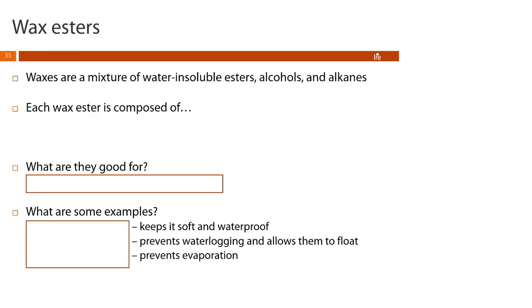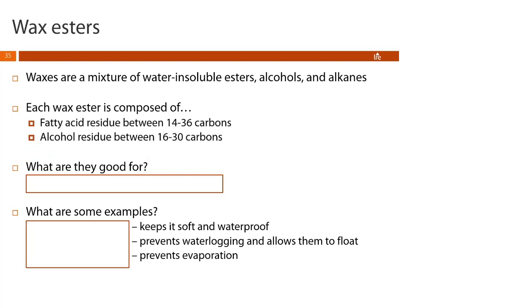Waxes are a mixture of water-insoluble esters, alcohols, and alkanes. Each wax ester is composed of a fatty acid residue between 14 and 36 carbons, and an alcohol residue between 16 and 30 carbons. You don't need to memorize those numbers for the exam. Just know that both the alcohol and the carboxylic acid are long chains.